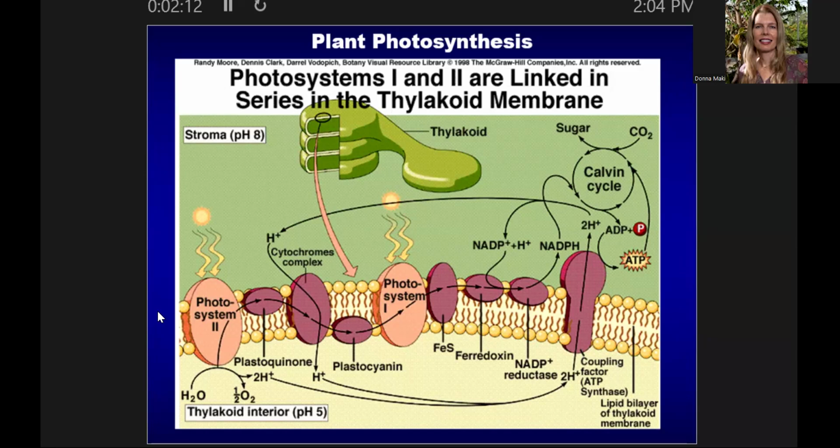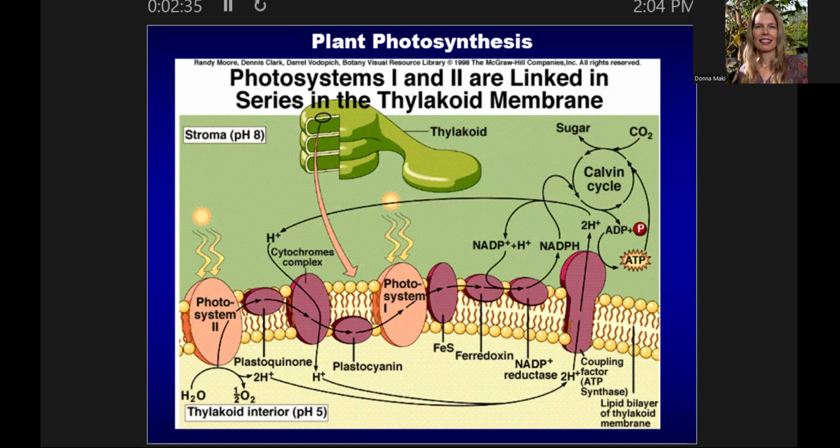So, of course, when you have an electron transport chain, you think about proton gradients. They go hand in hand, and that's what you see. The proton gradient getting established across the membrane as the electron flow is happening. And we end up with NADPH and ATP.